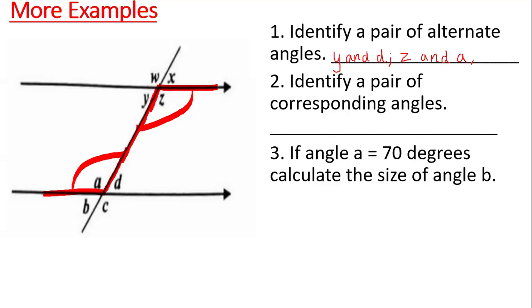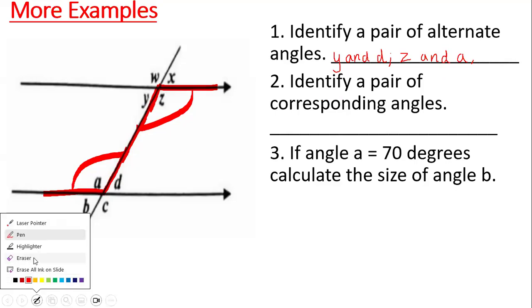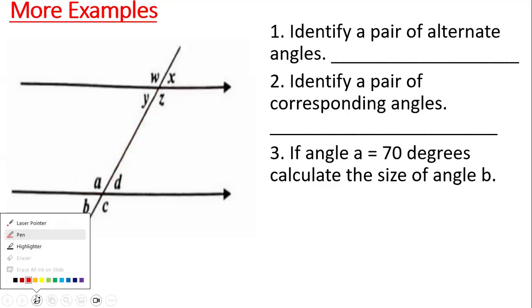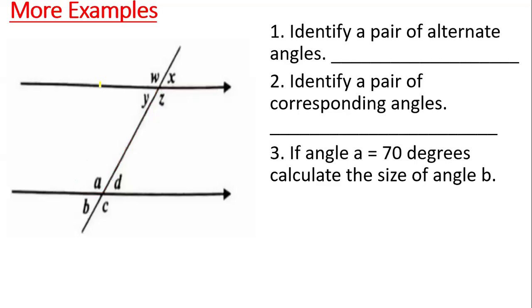Okay, so what you all just identified for me was alternate interior angles. I don't think I've taught you all this, but there's also alternate exterior angles. Let me show you that one. It's still the same Z. W and C. Exactly. In this case, W and C are alternate angles.